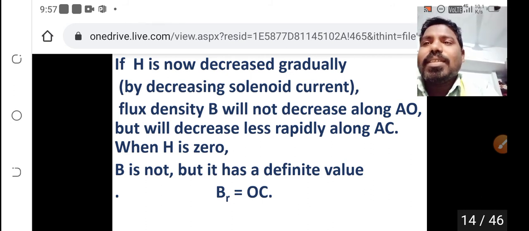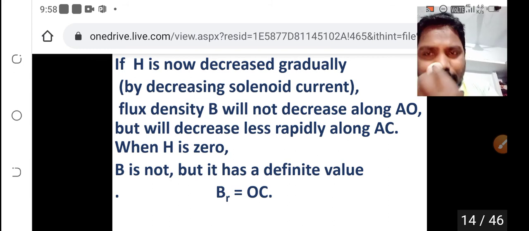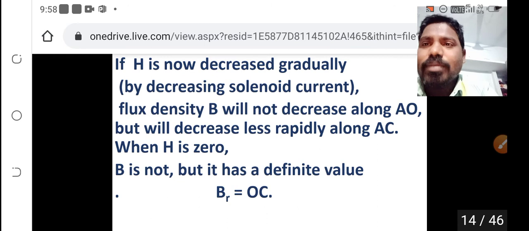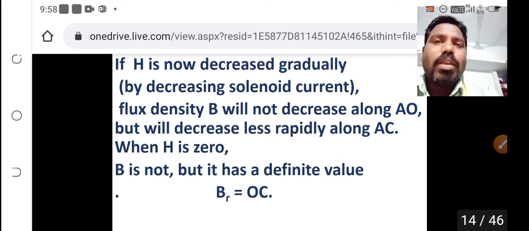If H is decreased, what happens? Previously it was increasing and saturated B was gaining its maximum value. Now, how is H decreased here? By reducing the solenoid current. If you apply more power to the solenoid, the H value increases.